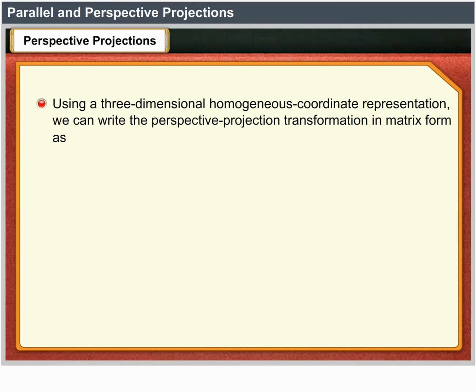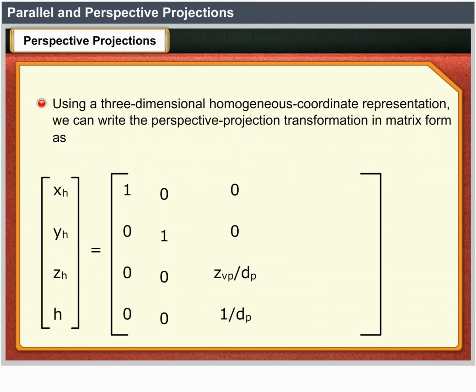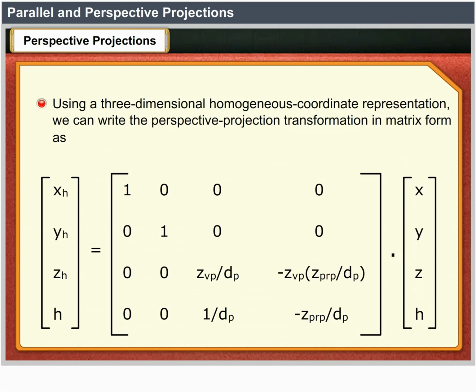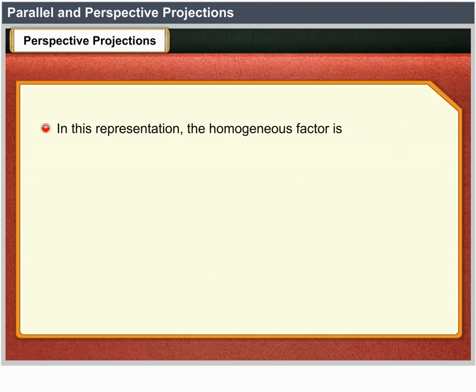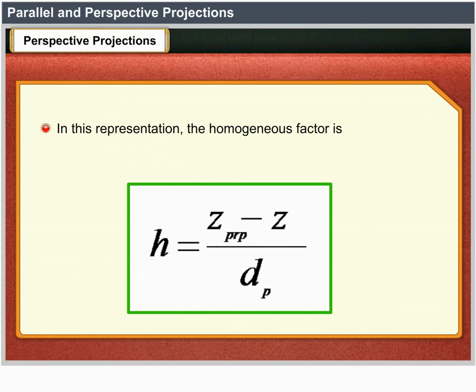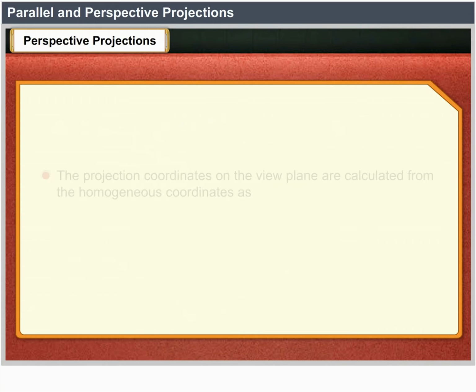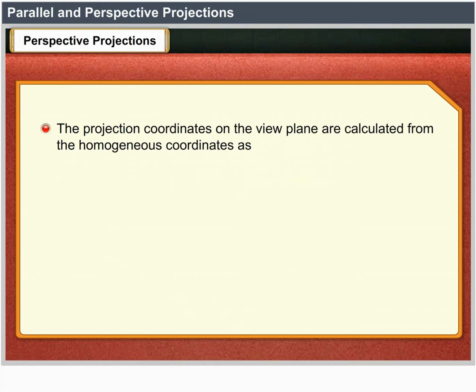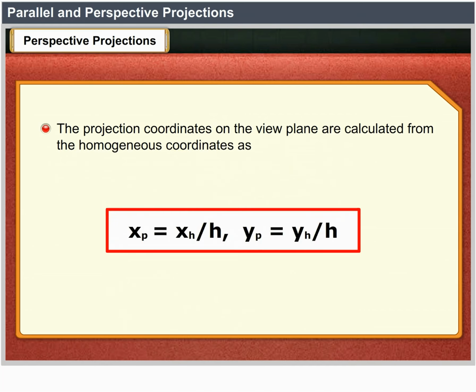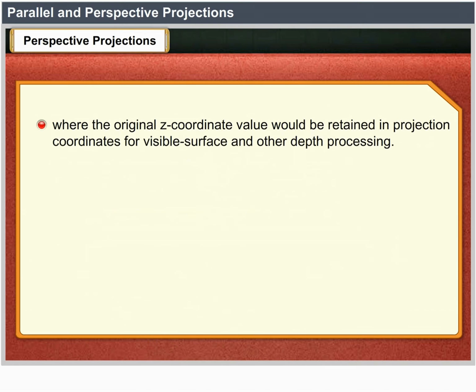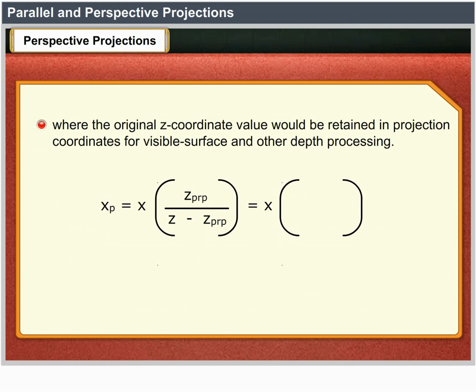Using a three-dimensional homogeneous coordinate representation, we can write the perspective projection transformation in matrix form as shown below. In this representation, the homogeneous factor is h equals zprp minus z over dp, and the projection coordinates on the view plane are calculated from the homogeneous coordinates as xp equals xh over h, yp equals yh over h, where the original z-coordinate value would be retained in projection coordinates for visible surface and other depth processing.